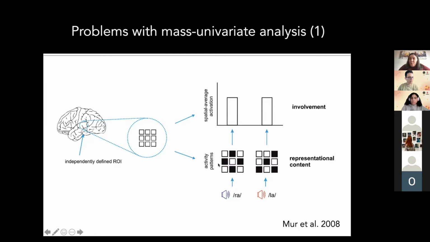But if you actually look at the pattern of responses here, you see that they are actually not identical. They are different from each other. Different voxels are involved in this. But if you take an average of these, you actually do not see a difference. So this is one of the problems of mass univariate analysis. It can discard very useful information that exists in the patterns of activity if you just use an averaging technique.